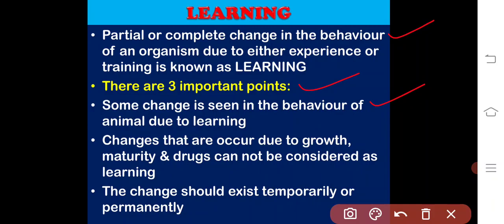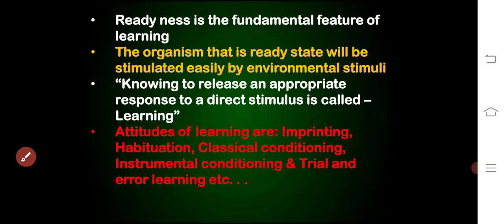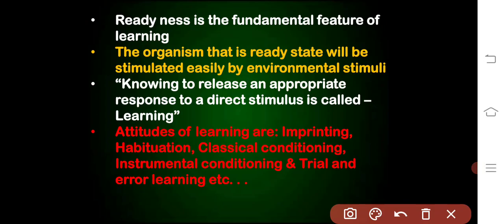Changes that occur due to growth, maturity and drugs cannot be considered as learning. And the change which has taken place should exist temporarily or permanently within the organism. Then only it should be considered as learning. And the most important thing for learning is readiness of the organism. Readiness is the fundamental feature of the learning process. The organism that is in the ready state will be stimulated easily by the environmental stimuli.